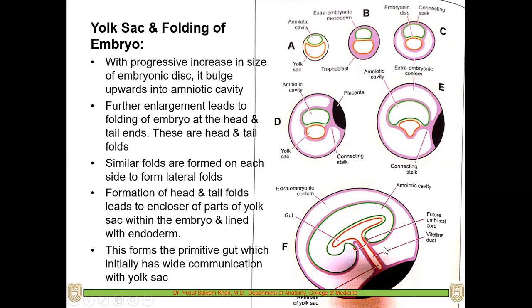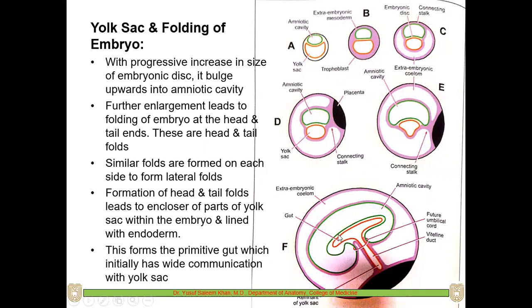Now we know which is the head end, and the tail end. Now there is folding at the head and tail end as well as on the lateral side. Formation of the head and tail folds leads to enclosure of parts of the yolk sac within the embryo, lined with the endoderm. We'll discuss this again in detail later.